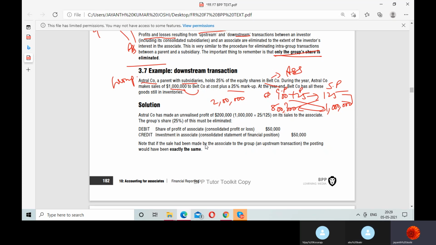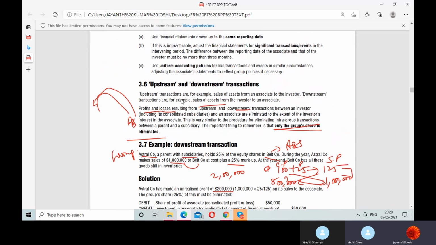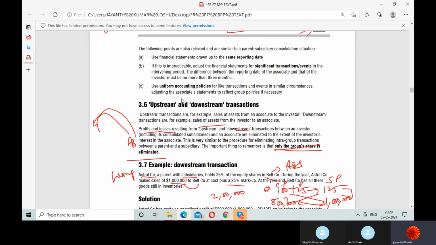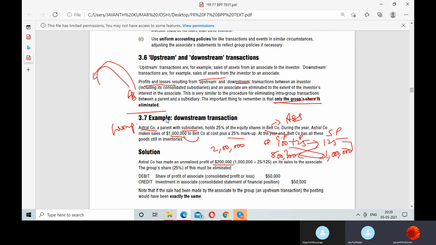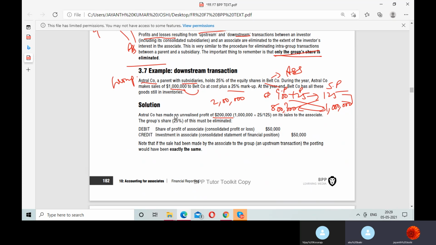So you should eliminate what? Astral Company has made an unrealized profit. This is between the group and the subsidiary, group and the associate. Correct? Is this sold to a third party? No. So is it an unrealized profit or not? Correct, unrealized profit. So you should remove the unrealized profit up to whose share? Up to the parent share, the group share. That is how much? 25%. So that we will remove.